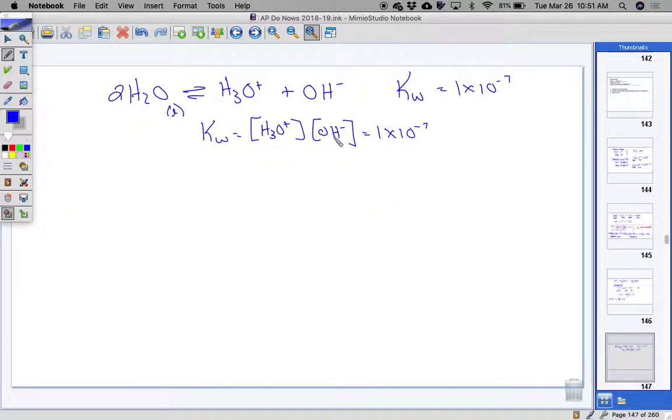What do we know about H3O plus and OH minus for water? They're always equal, so this is x squared equals 1 times 10 to the -7th. I mean x squared, because I can't do math, it's been a long day. So if we take the square root of both sides, what do you get?